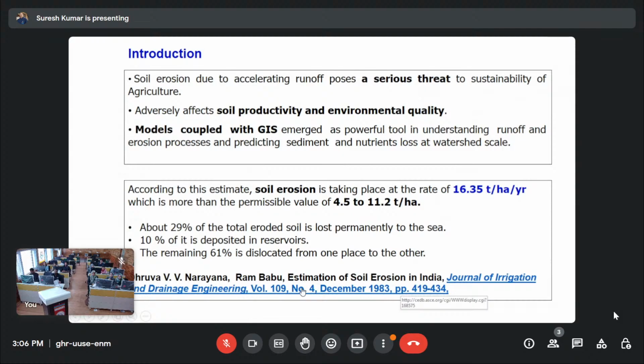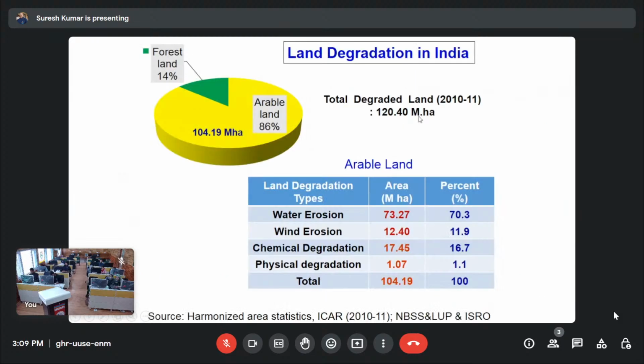Let us see how much area in India is getting affected. Land degradation in India has been estimated to cover around 120.4 million hectare. And what are the major causes of land degradation in agricultural land? The first cause is water erosion. 70% of the total degraded arable land, meaning agriculture land, is getting water erosion.